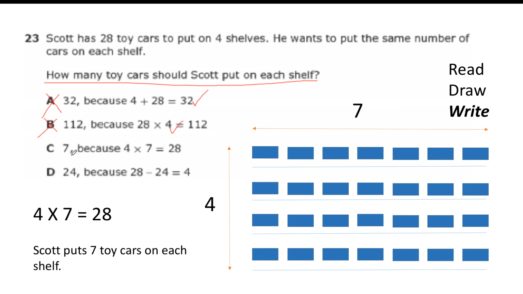Let's go to C. 7, because 4 times 7 is 28. Okay, well, here we said that he put 7 toy cars on each shelf, and we also know that this was right, and this was the equation that we found right here. So that's looking like the right answer. Let's double check D just to make sure. 24, because 28 minus 24 is 4. Okay, so again, they're giving us an equation that makes sense. That's right. But he didn't put 24 on each shelf. We found that he put 7 on each shelf. So we know that the answer is C.